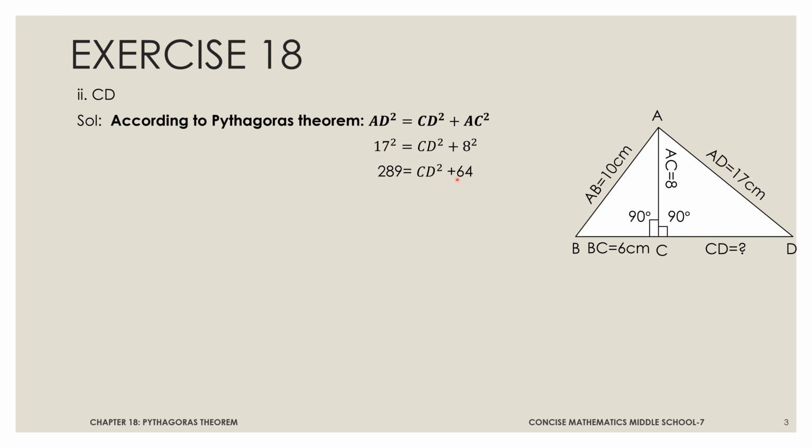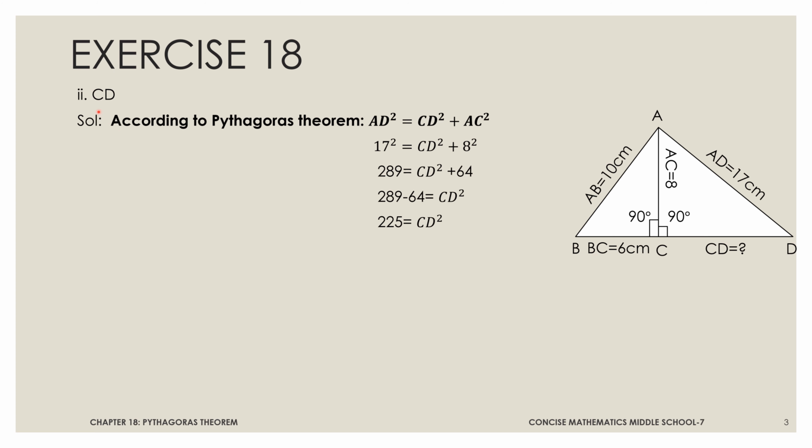Now take this 64 to the other side of the equal to. It becomes minus because we are moving the 64 to the other side, so the sign changes. One is having a positive sign, the other is having a negative sign. Just put the bigger number's sign and subtract it. You will get 225 is equal to CD square.